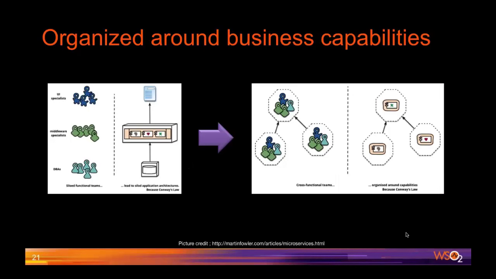Then the next feature is organization around business capabilities. That's the main differentiation between typical service development and microservices. In typical service development, a specific centralized team writes the services and exposes them as a set of functionalities or capabilities. But with the new architecture, each and every functional or business owner or group writes their own services and exposes them to other business units or across the organization.